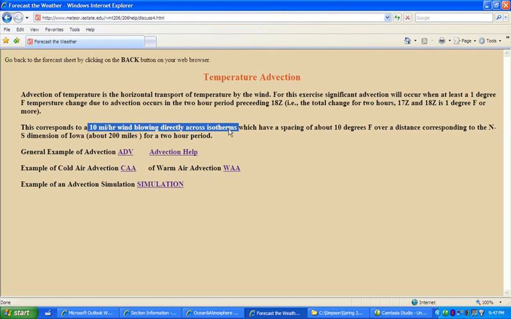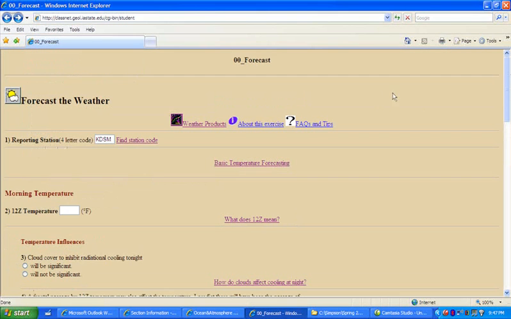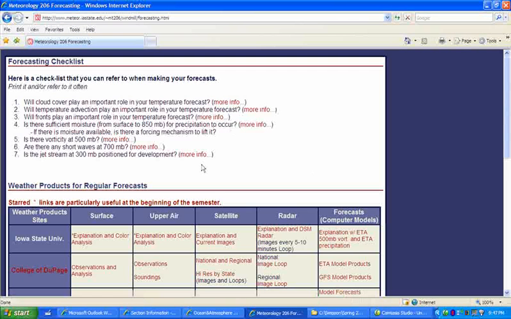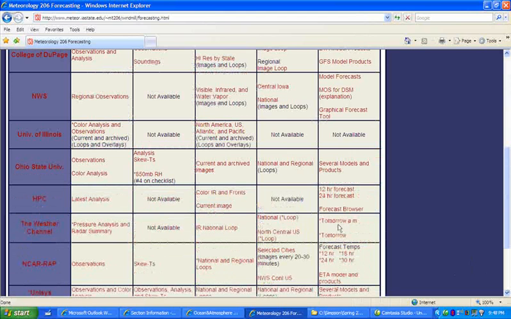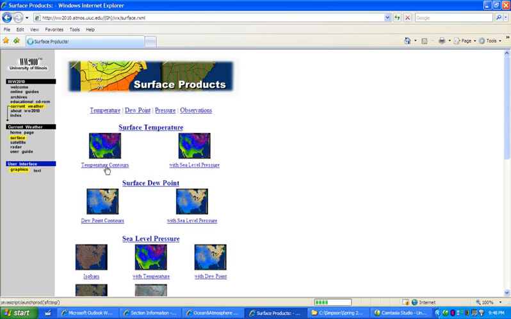We have heard this term before, isotherms. These are our temperature lines that when we go to the University of Illinois website, we'll see that. In fact, let me just pause here a moment and let's take a look. We'll go back here a moment and actually take a look at the isotherms at the University of Illinois. And we're looking at surface here. So we'll click on this and we'll click on temperature contours here.